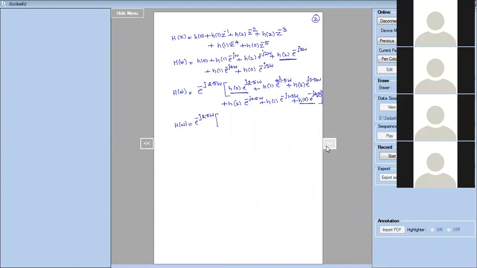Okay, let me separate them properly. Sir, how did you decide what to take common? I should take the center value. Here the maximum value is 5, e to the power of minus j m minus 1 omega. So I should take m minus 1 divided by 2. I should choose that one.